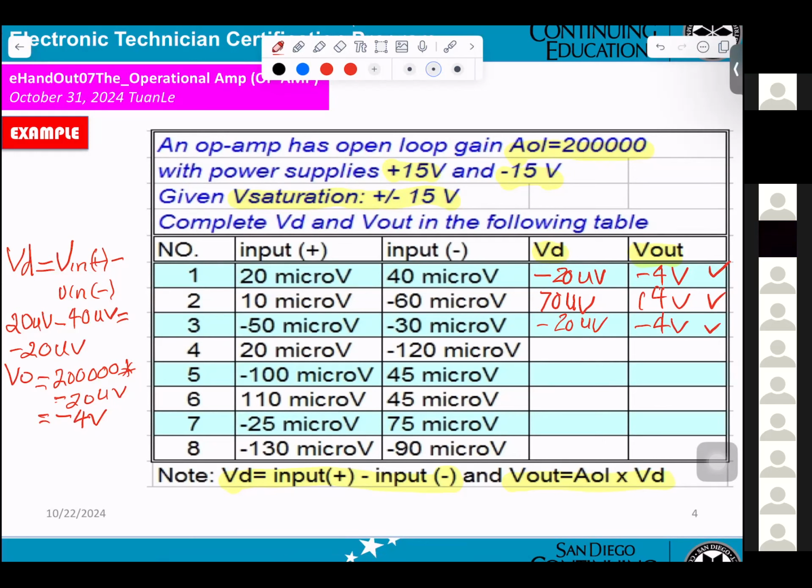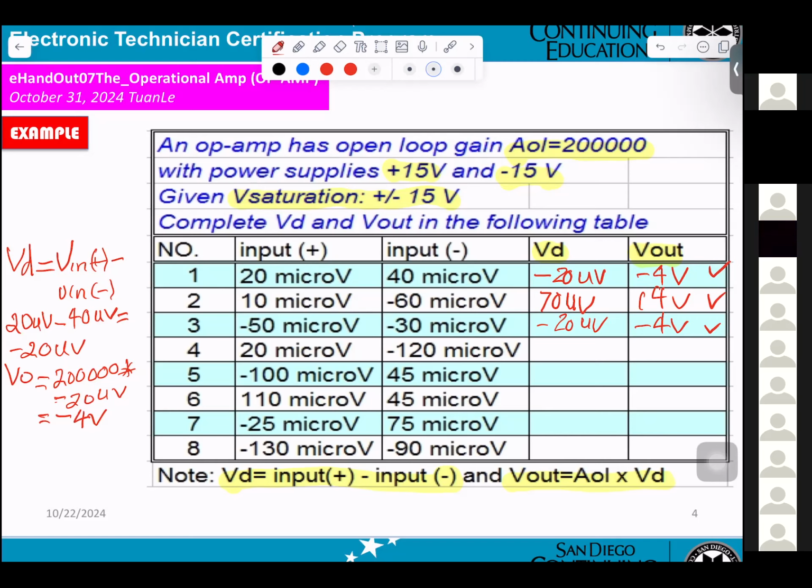I think that's the same thing as number 1, right? Yes, the same as number 1. So you want to verify number 3? Now the thing is, if I'm looking at that, I see both are negative, right? Negative 20 microvolt, yeah. So the output will be the same anyway. Go ahead and do number 4.